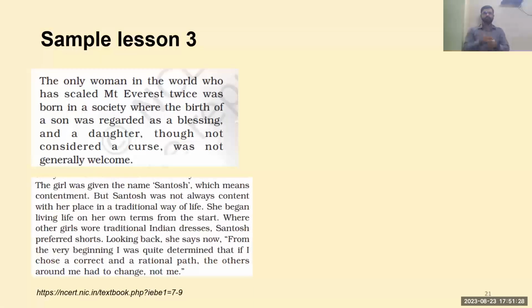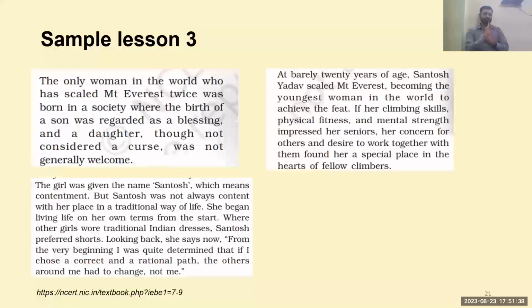She lived life on her own terms. She said, if I chose a correct and rational path, the others around me had to change, not me. So at barely 20 years of age, Santosh Yadav scaled Mount Everest, becoming the youngest woman in the world to achieve the feat. So what is the obvious SDG here?